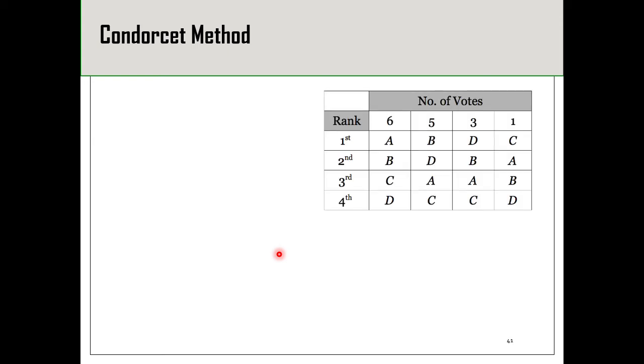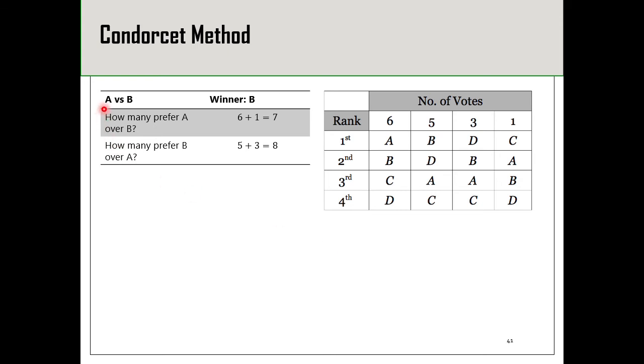Let's consider this example. Let's see if there is a winner by the Condorcet method. Okay, let's have A versus B. In this case, how many people prefer A over B? So we have 6 plus 1, putting A above B. So that's 7. How about the number of people that prefer B over A? So you have 5 plus 3. They put B above A. So that's a total of 8. So in this case, B is the winner.